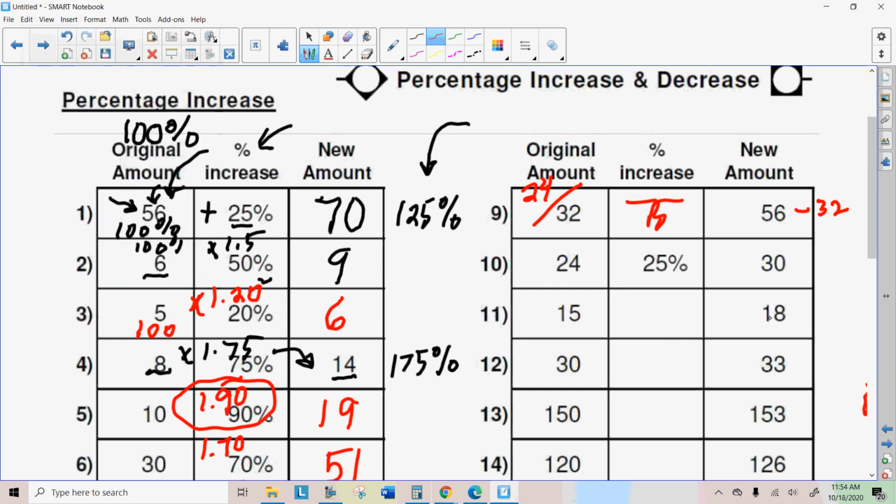So let's do one more. I'm going to do 18 minus 15 to figure out how much I've gone up, and that's 3. That's my part. My whole is 15, so I'm going to do 3 divided by 15, which is 0.20, and then move the decimal over 2 places, so that's a 20% increase. Go ahead and finish up that row.